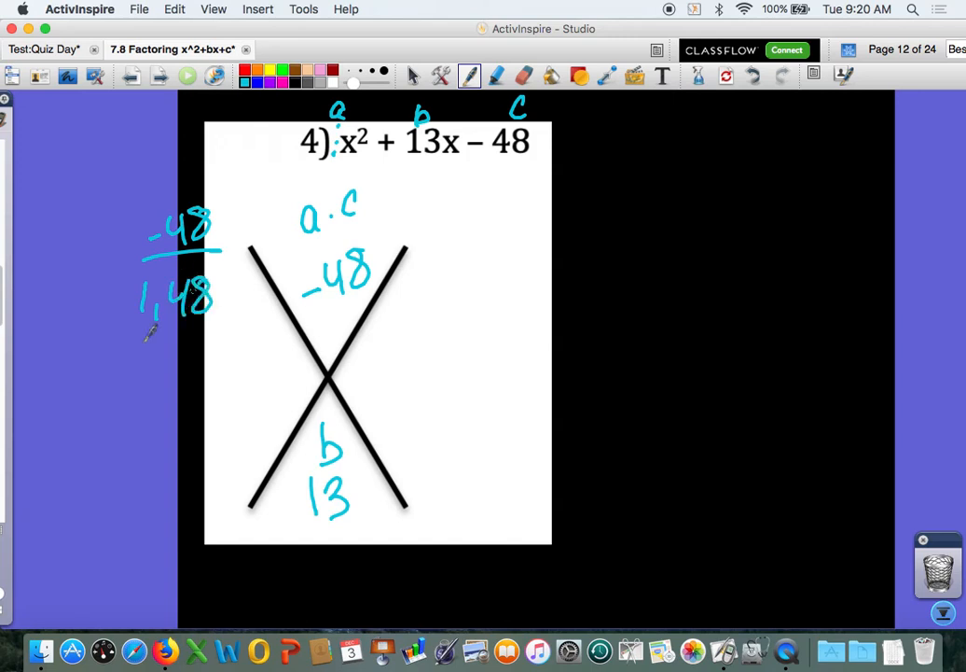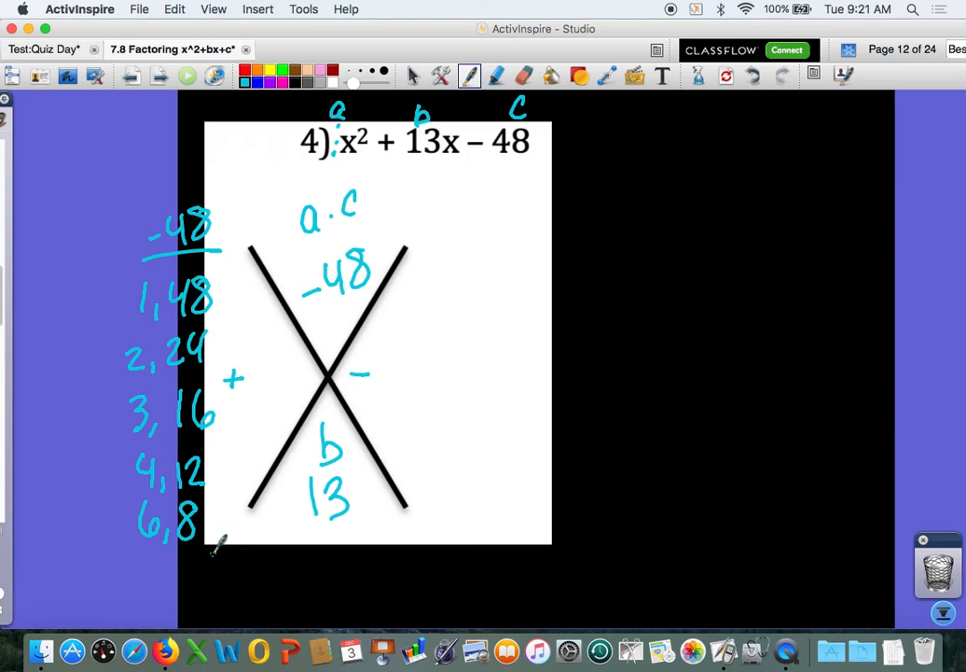1 and 48. 2 and 24. 3 and 16. 4 and 12. 6 and 8. I believe that's all of them. Okay, now let's find out our signs, whatever they might be, positive, negative. All right, our chart. Think back to your chart. If C is negative and B is positive, I'm going to have one of each sign.